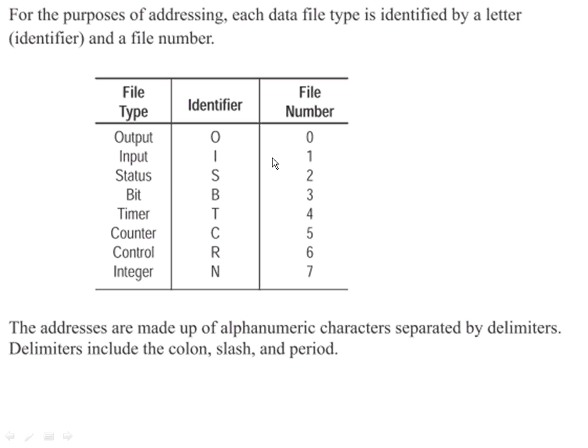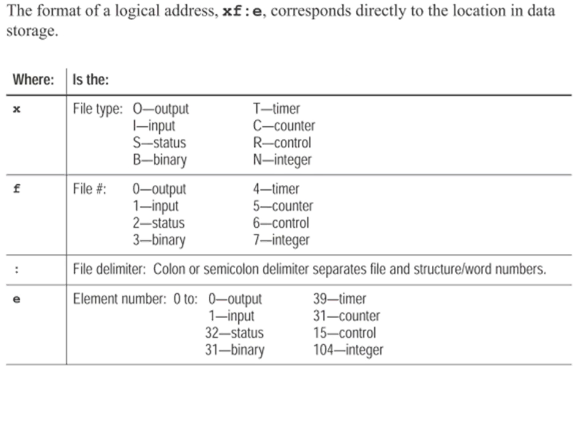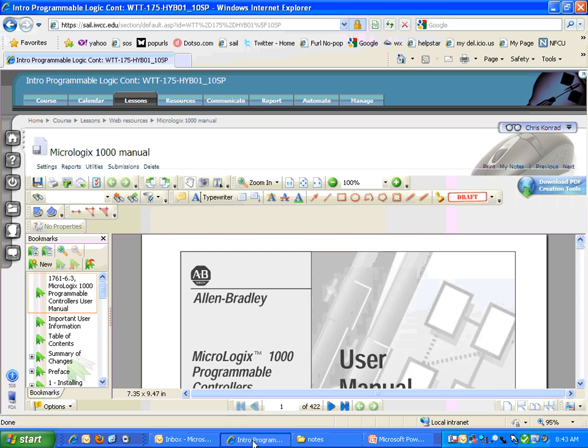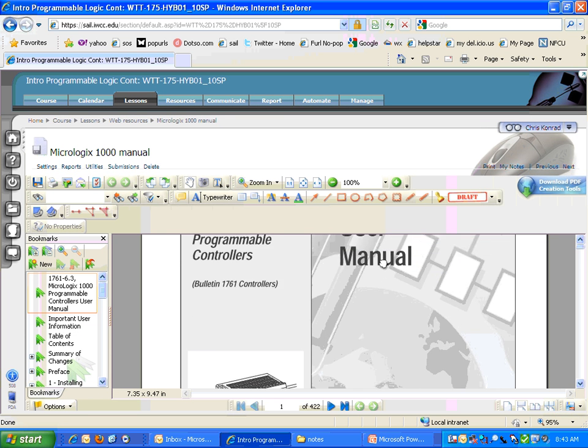And then this describes the file numbers for each of the types of files. This is a little bit about how to construct an address, and we're going to do some of that in class, so this might make some more sense to you after that. And that's a little extract from this user's manual.